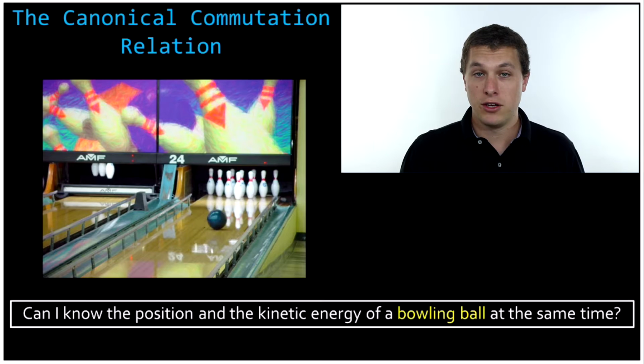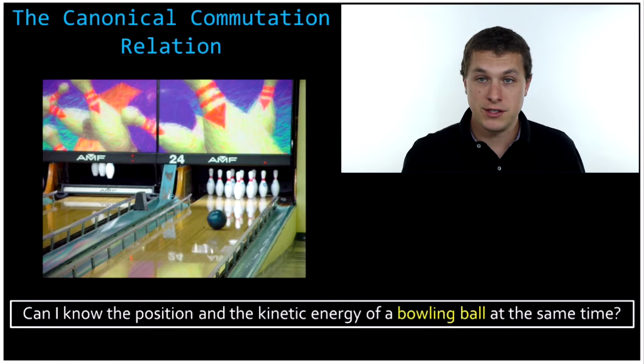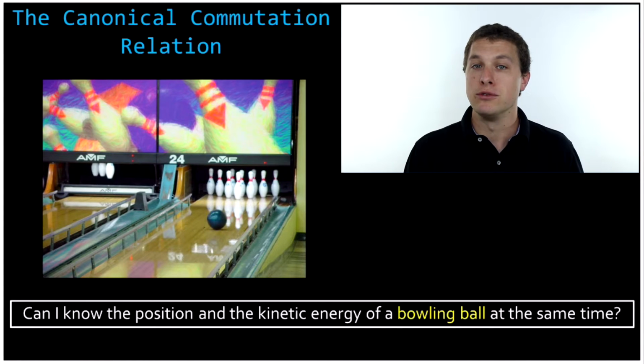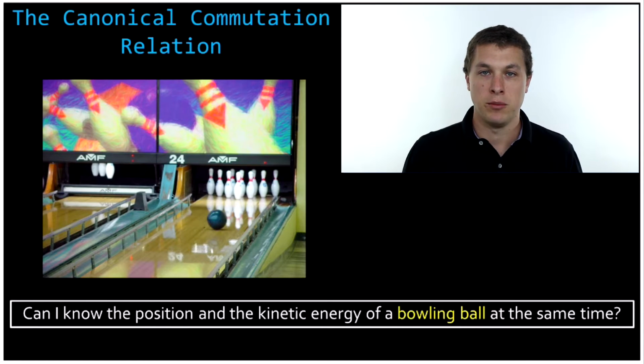Now, before we get into what that is and why it's useful, let's just consider a bowling ball on a bowling alley. And this is going to lead into our discussion of the commutation relation, and then we're going to actually use the commutation relation. So first, this bowling ball.